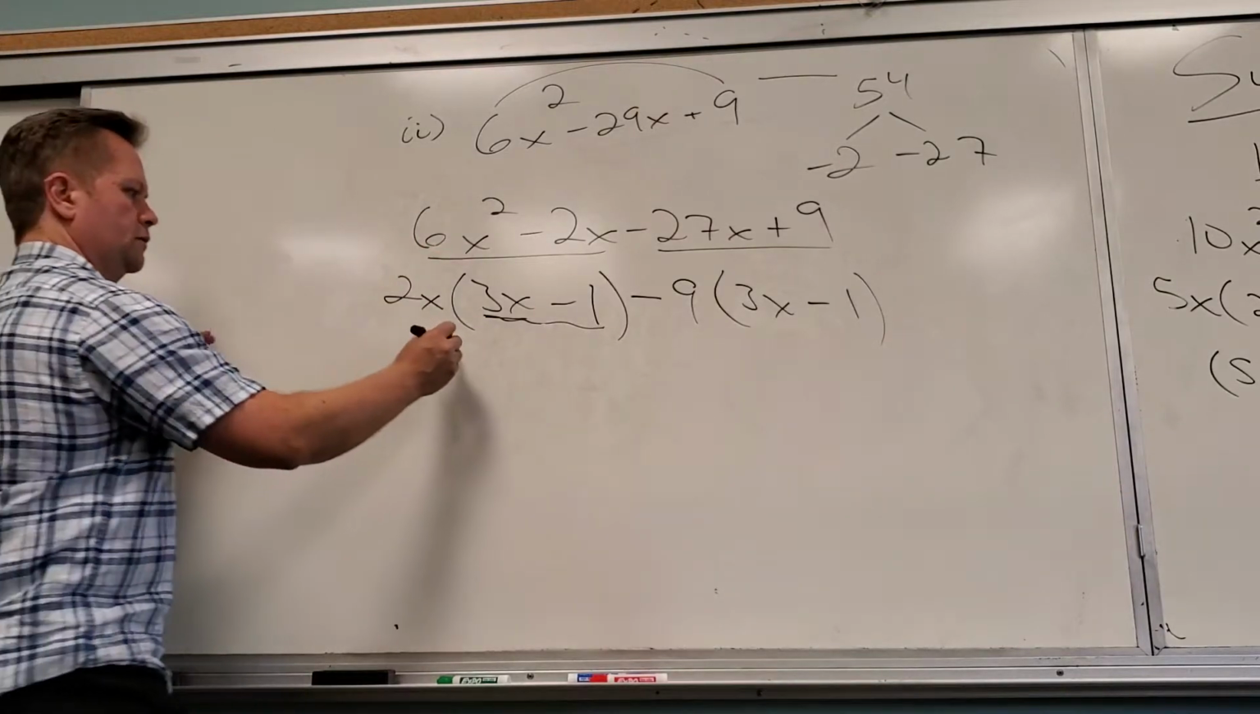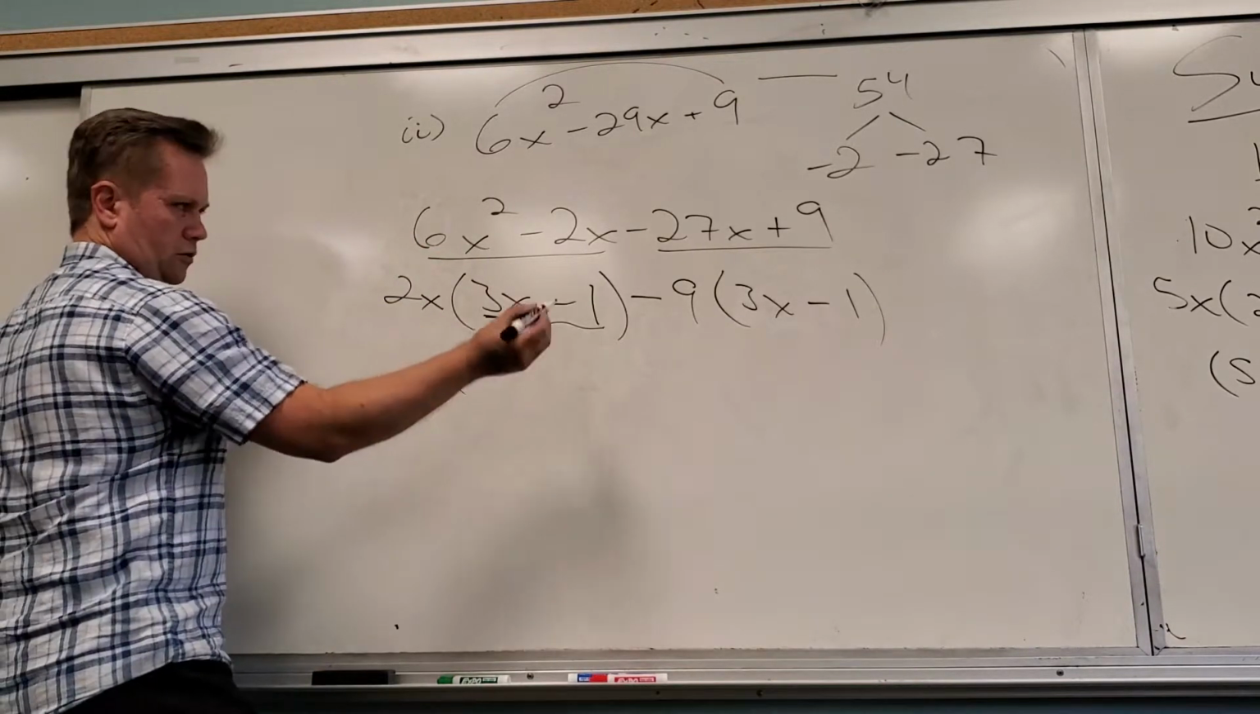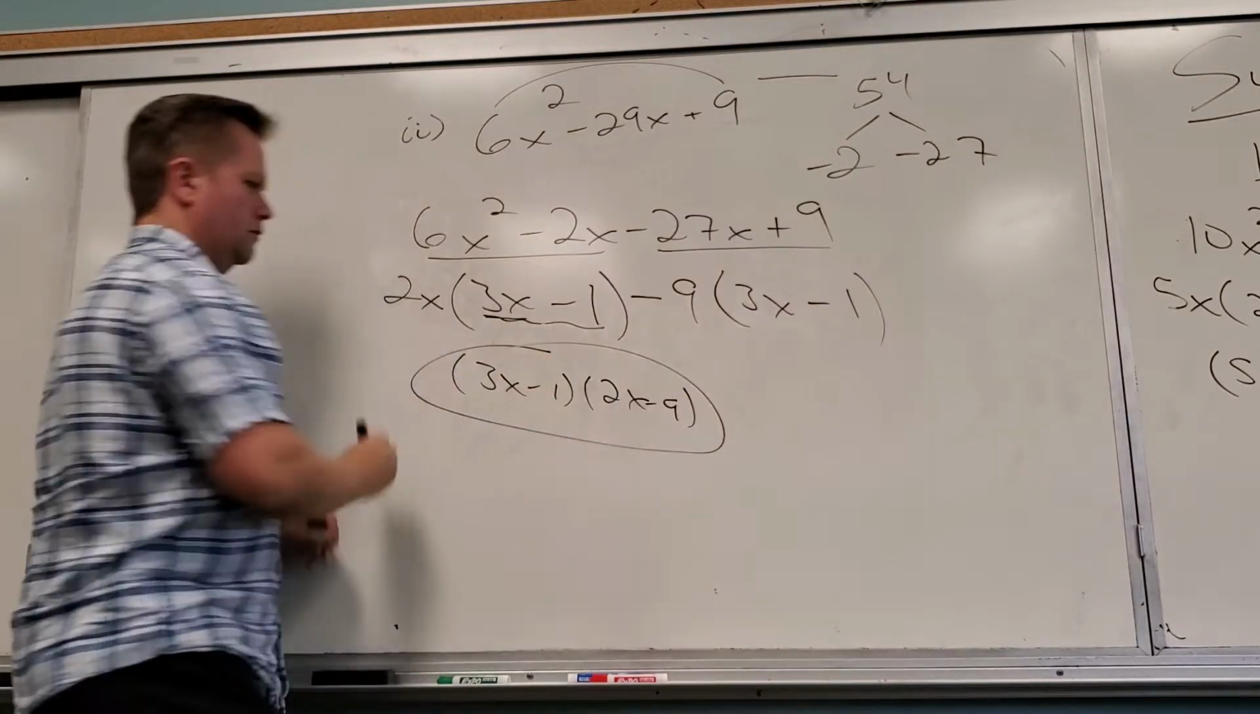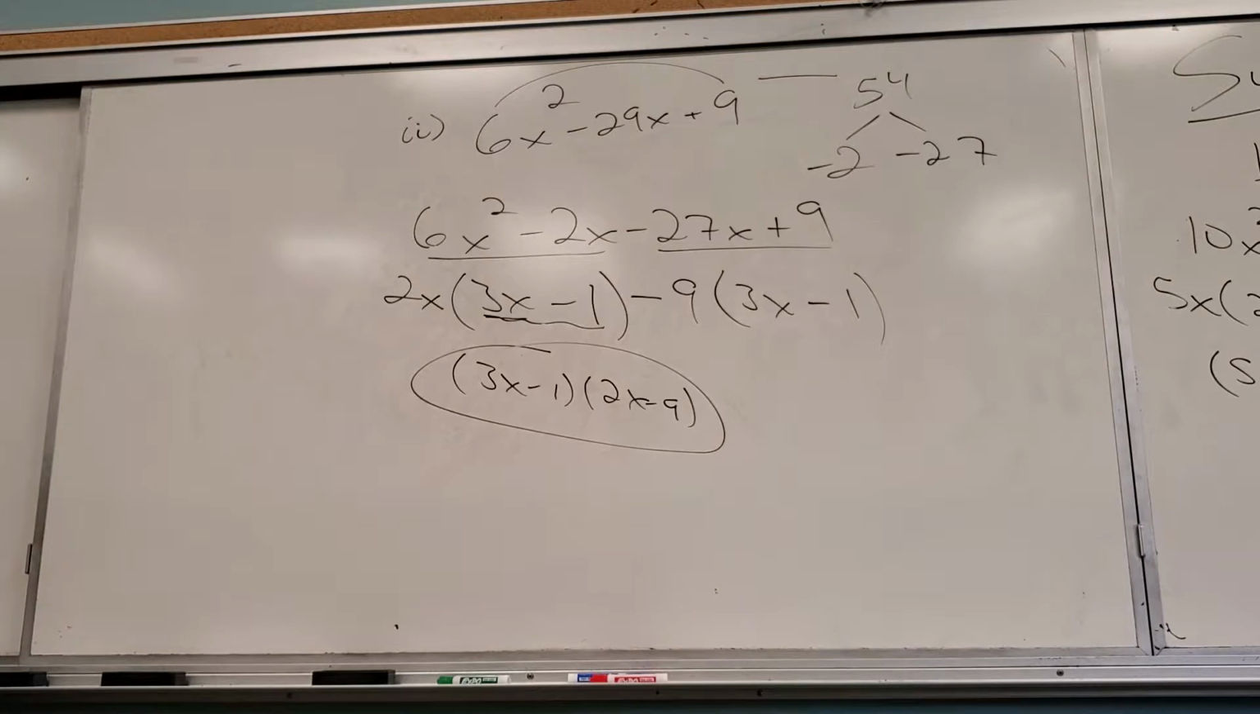So what do I do next? Sure, you can do it either way: 3x minus 1 times 2x minus 9, or the other way around. And how do you check that? Just multiply it out. Multiply back out, make sure you get that.